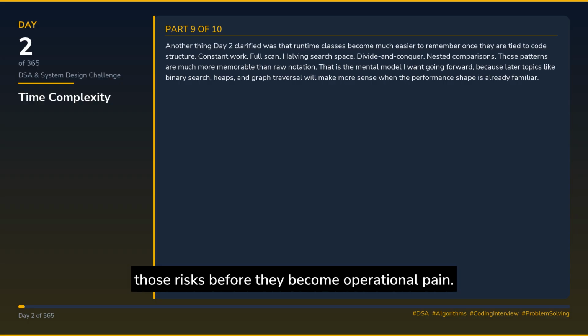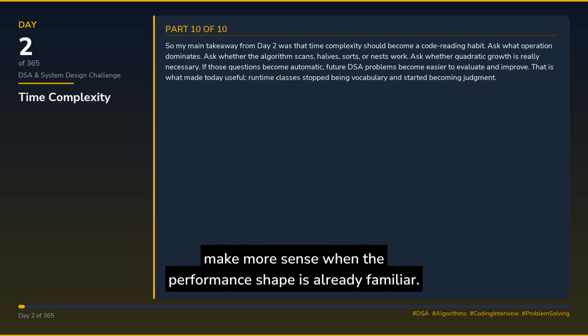Another thing Day 2 clarified was that runtime classes become much easier to remember once they are tied to code structure. Constant work, full scan, halving search space, divide and conquer, nested comparisons. Those patterns are much more memorable than raw notation. That is the mental model I want going forward, because later topics like binary search, heaps, and graph traversal will make more sense when the performance shape is already familiar.